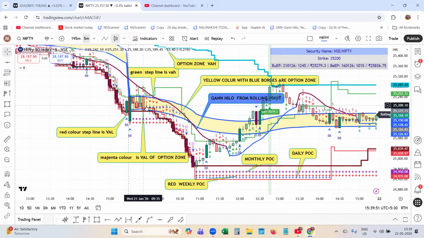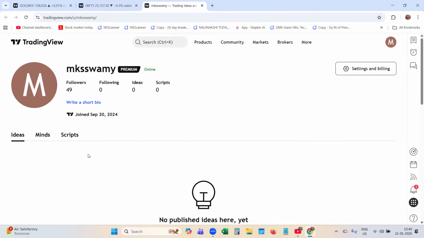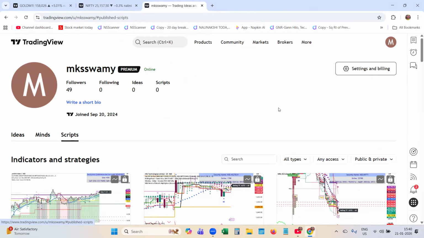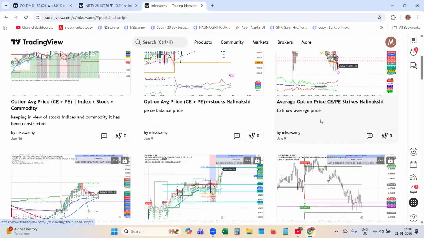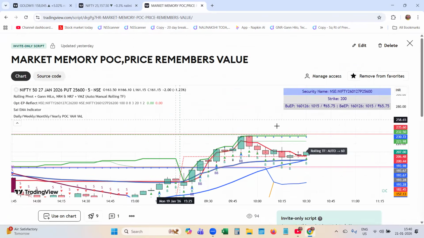Here, in this indicator, Market Memory POC, price remembers value. Let me show the indicator. One minute. Let me show. If I go there, I'll go and show the indicator first. This is a very beautiful indicator, friends. This is the indicator which I have created.